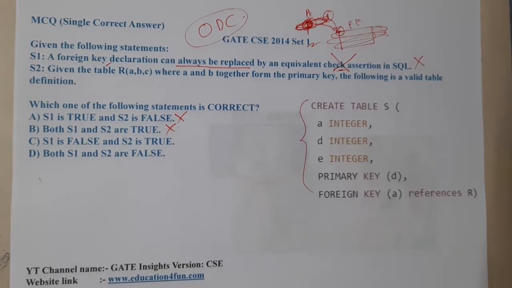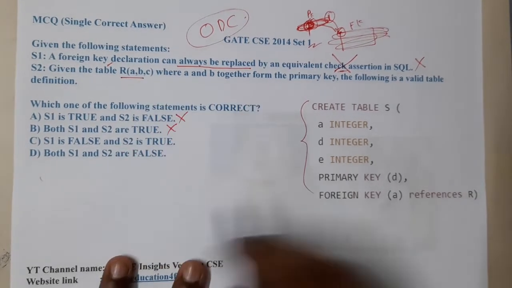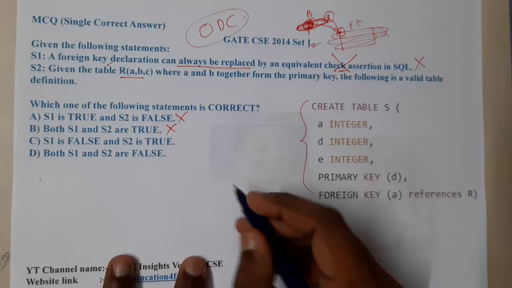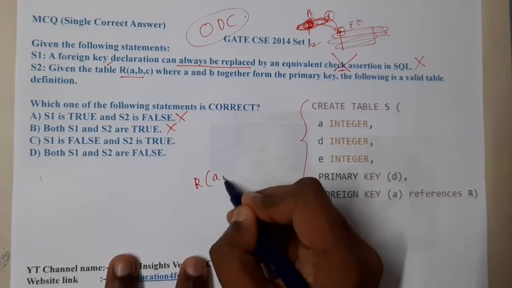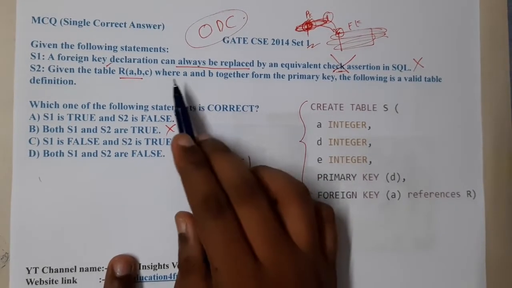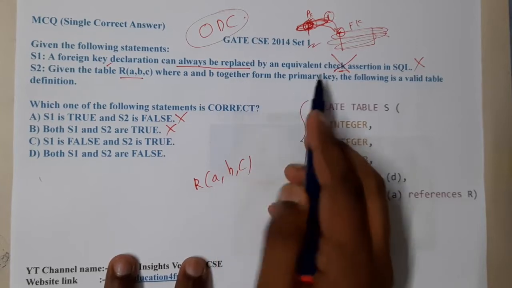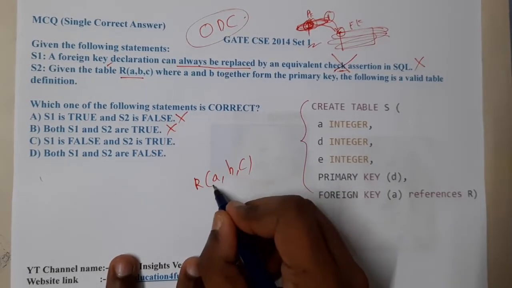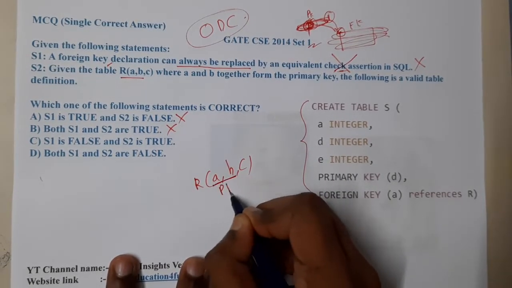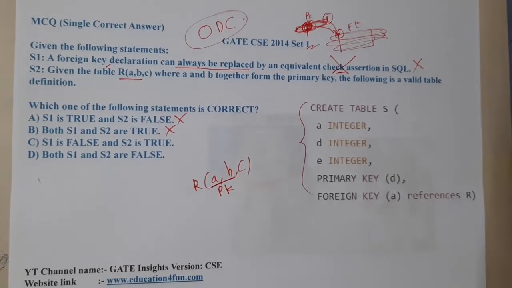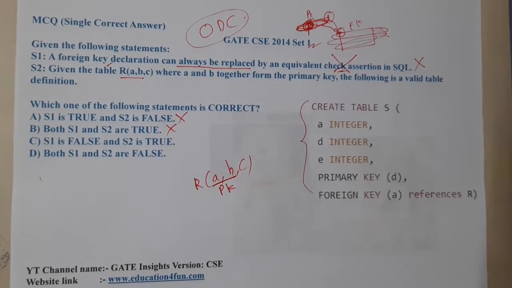When it comes to the second statement, they are saying given the table A, B, C, and this R table. Here they did not explain anything about R, but now they are talking about the R table, where A and B together form a primary key. They are saying A and B is a primary key, and the following is a valid table definition.